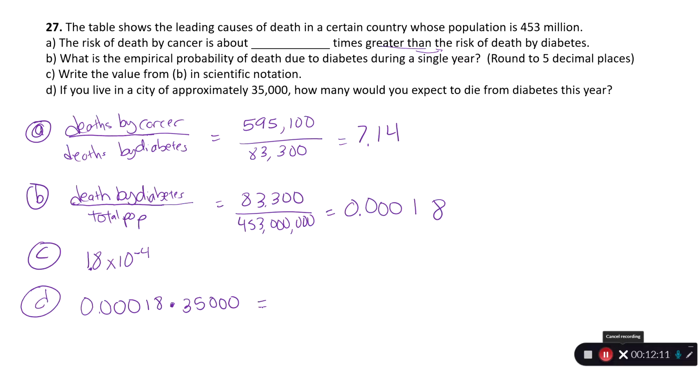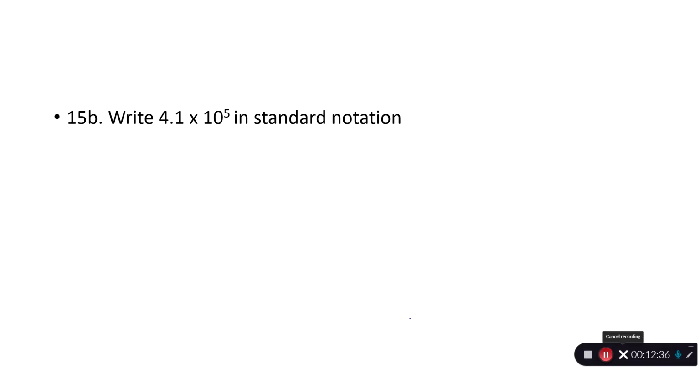We can multiply this by the number of people, 0.00018 times 35,000, to get what we would expect. So we get 6.3, to call that 6 or 7, either one of those is appropriate. It's kind of weird to say 6.3 people, so be careful of that, but either 6 or 7, both are justifiable answers. Because we practiced to scientific notation, now let's practice to standard notation.